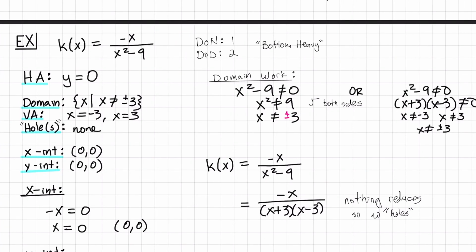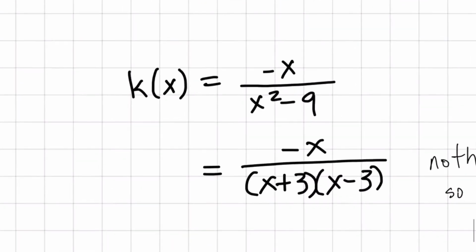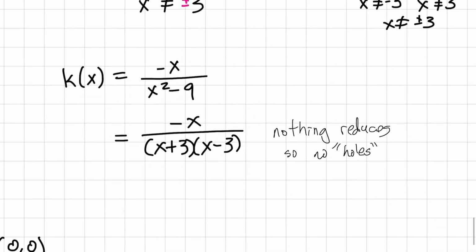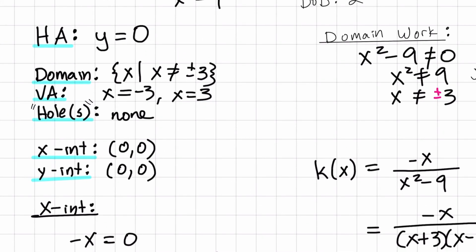So, just to be clear, I've then combined this information into a factored form of k of x, and I noticed that nothing reduces. Since nothing reduces, we have no holes. So we have no holes, which means that both of these domain restrictions are our vertical asymptotes.